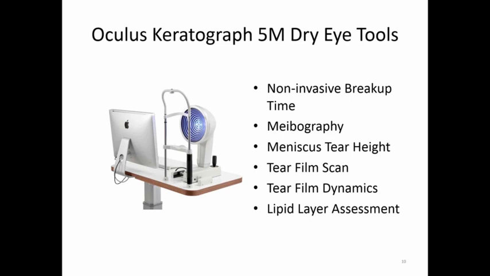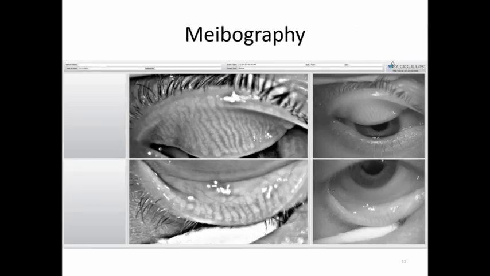My favorite instrument, and I call it the Porsche of instruments, I liken it to my favorite car, which is a 911, is the Oculus Keratograph 5M. I absolutely love this instrument. It is an entire dry eye testing suite in one device. It does non-invasive breakup time, Meibography, tear meniscus height, tear film scan, tear dynamics, lipid layer assessment, and it also now generates this really amazing report, which is continuing to evolve, which is a very, very important piece of education for the patient because they could take it with them. And we'll talk more about education throughout this entire lecture.